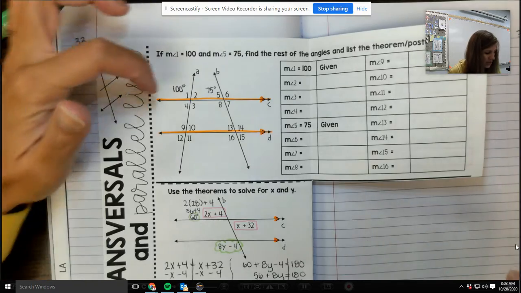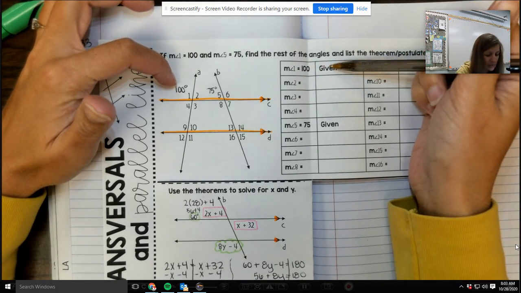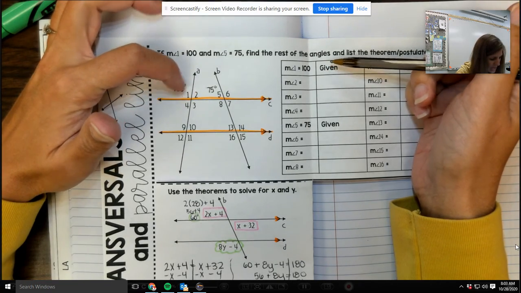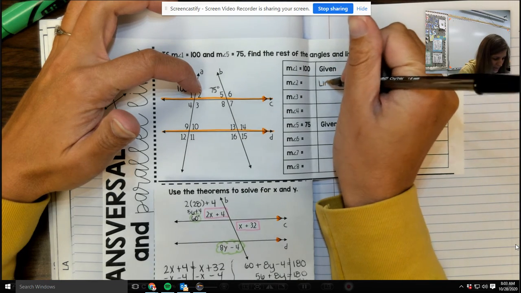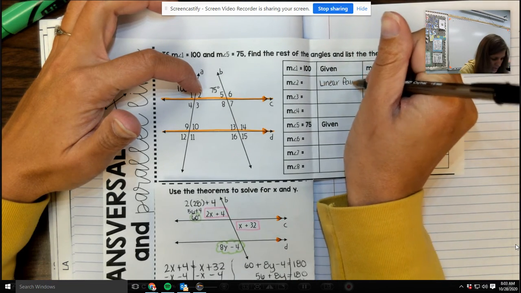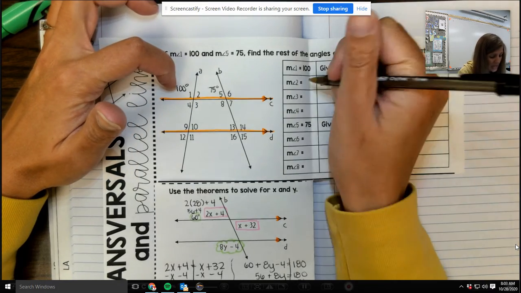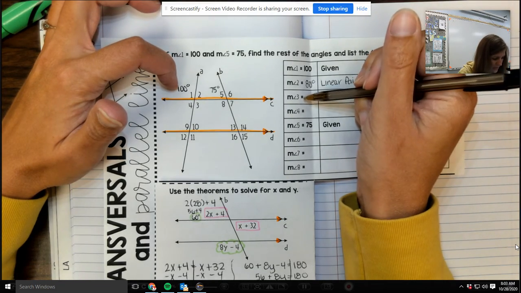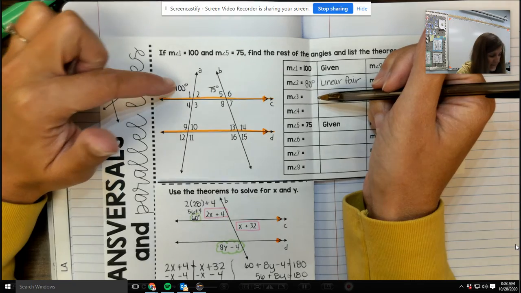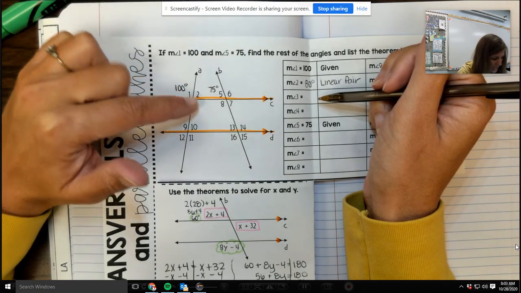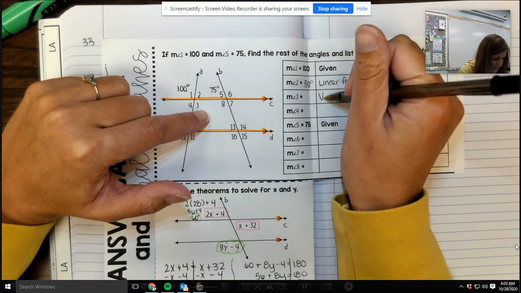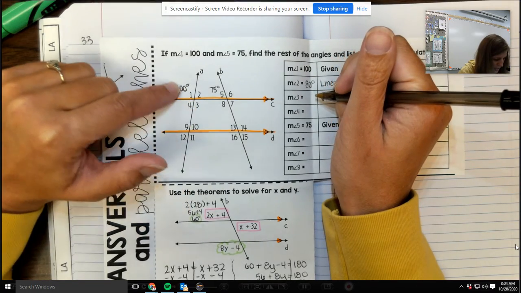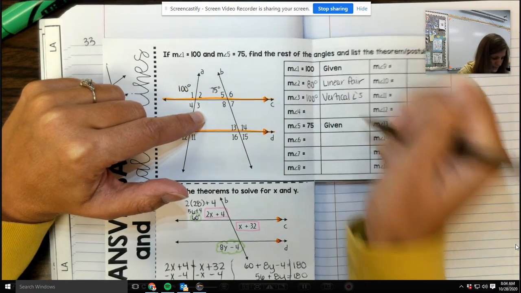So for example, if I start at angle 1, it's 100 degrees because it was given to me. If I want to go to angle 2, I can travel that way because angle 1 and angle 2 are a linear pair. And linear pairs add up to equal 180. And so if this is 100, this has to be 80. If I wanted to travel to angle 3, starting with the angle I know, since I know angle 1 is 100, I can do that because they are a vertical pair, so vertical angles. And vertical angles are congruent, so angle 3 would be 100.